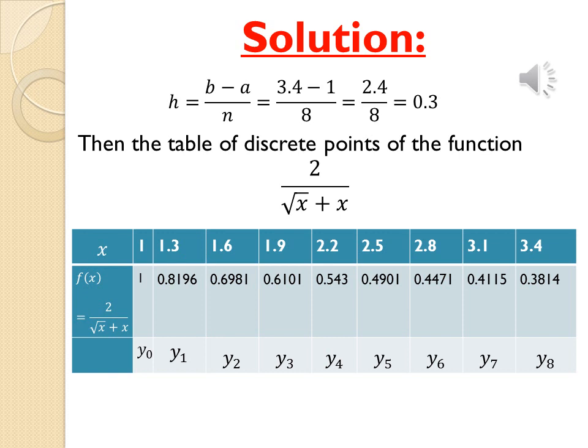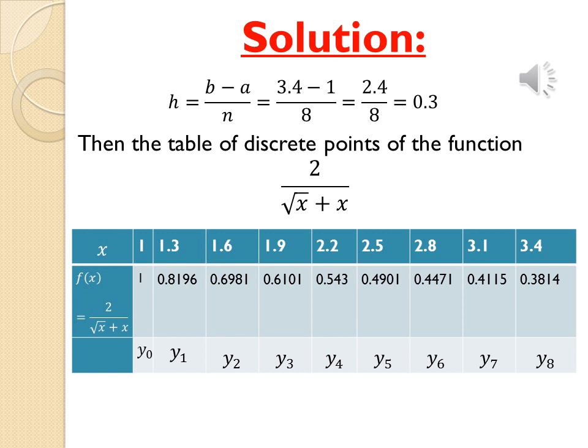So calculate at x equal 1. Put here x equal 1. So 2 over square root 1 plus 1, that's 2. 2 over 2 is equal to 1. That's called y naught. Put x equal 1.3. Substitute here: square root 1.3 plus 1.3. And f equals 2 over square root 1.3 plus 1.3, which is equal to 0.8196. It's called y1.